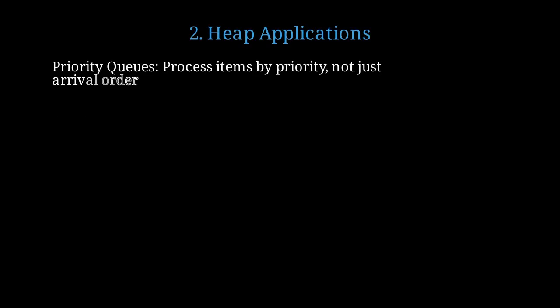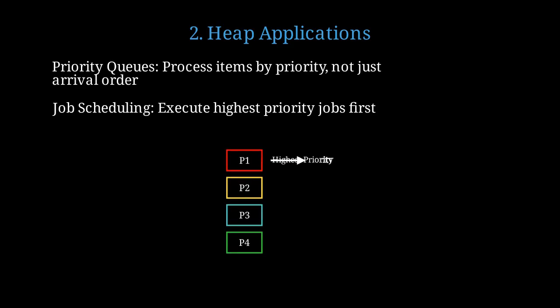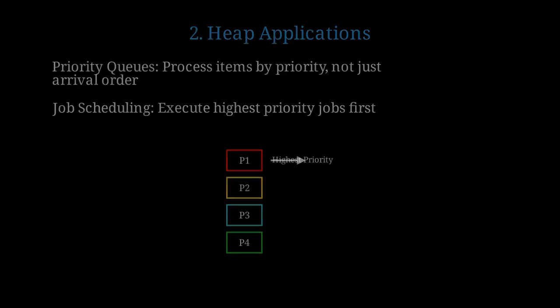Priority queues use heaps to ensure the highest priority item is always accessible in constant time. Computer systems use heaps to schedule jobs, executing high-priority tasks before lower-priority ones. In a priority queue, items with higher priority are served first, regardless of when they arrived.